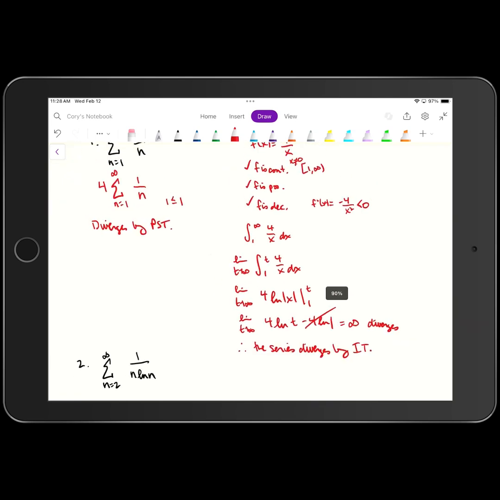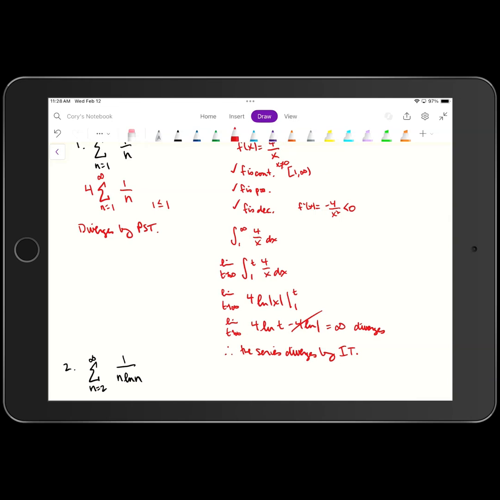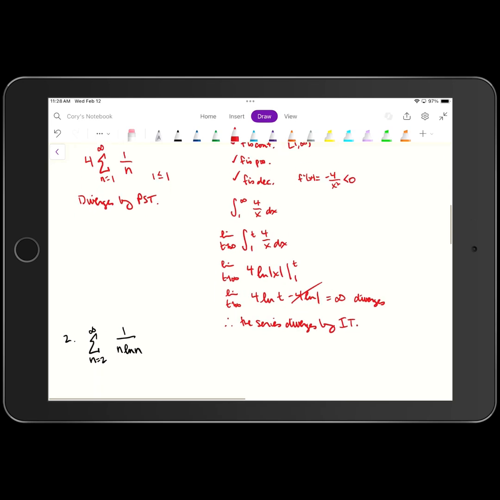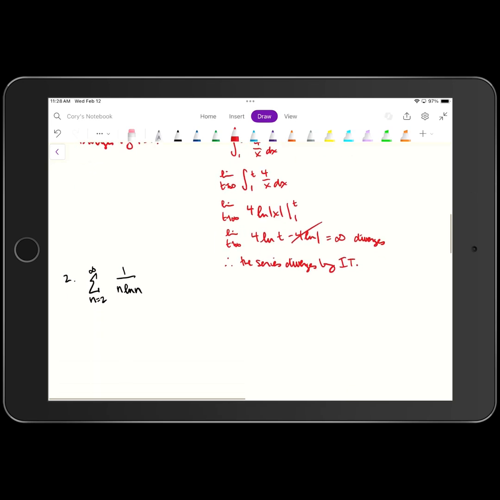Okay, so we have the ability to use both the p-series test and the integral test in this particular case. It's just that the integral test is by far the worst choice. It's significantly more work than the p-series test is in this case. Okay, so let's move on to number 2.